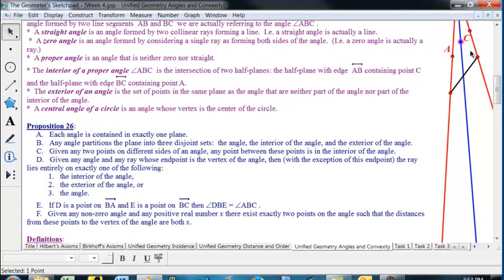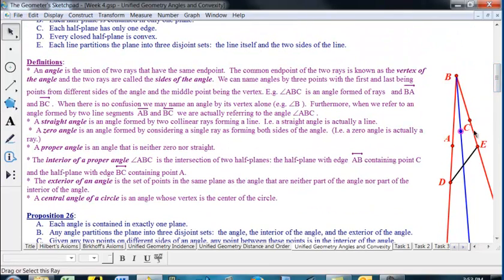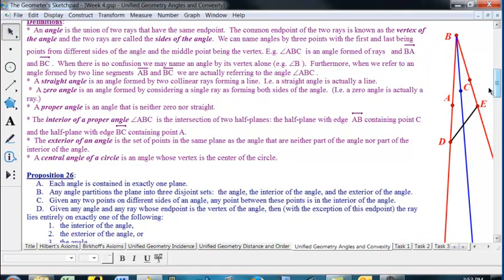If D is a point on BA, let's give this one a name, D, and that one E, then angle ABC is exactly the same angle as DBE. It is also EBD or CBA. The order you list is not important as long as the middle one is the vertex. If there is no confusion, if there is only one angle with vertex B, then we can just call it angle B.